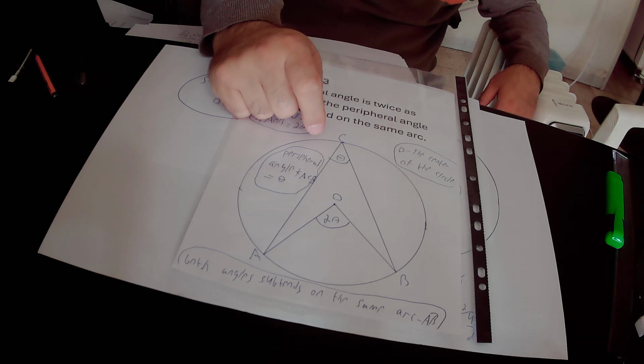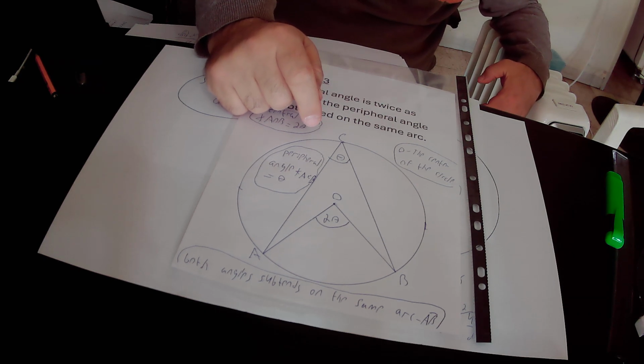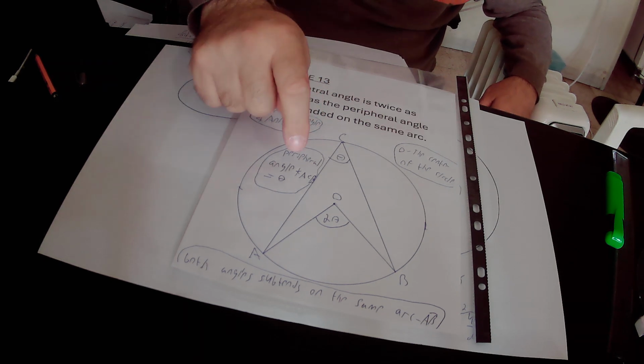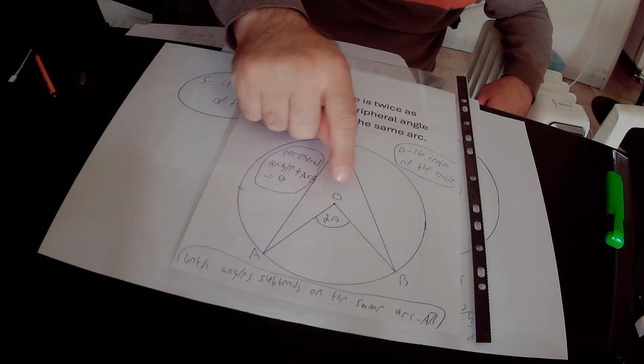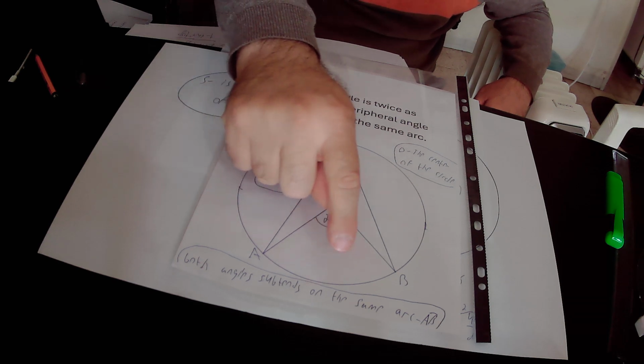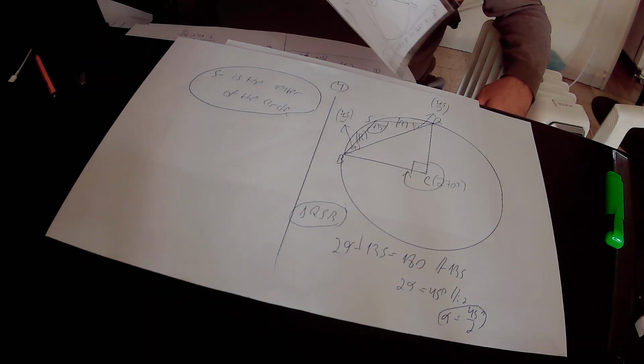Therefore, whenever you have a central angle that is subtended on the same arc as the peripheral angle, then the central angle will be twice as large as the peripheral angle. Here, peripheral angle ACB equals theta, therefore the central angle AOB that is subtended on the same arc AKB equals 2 theta. We can actually implement rule number 13 in our drawing.